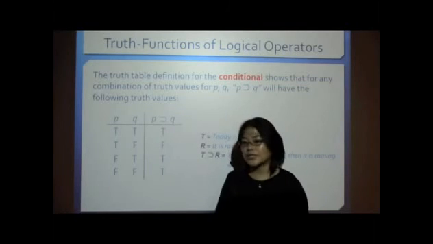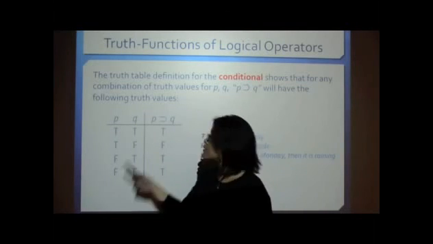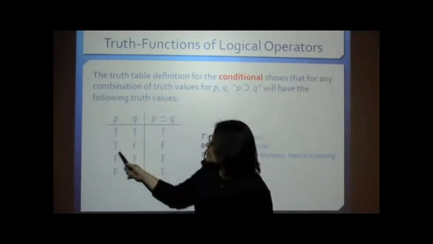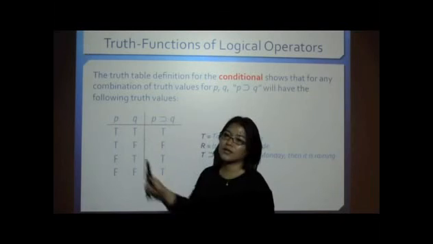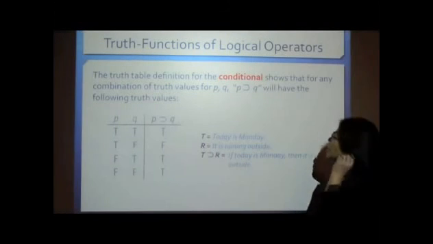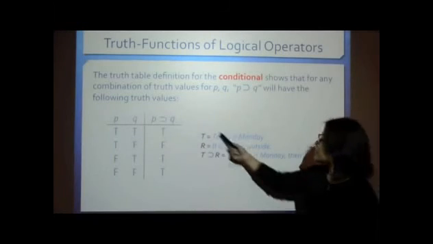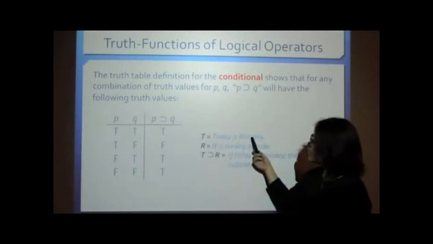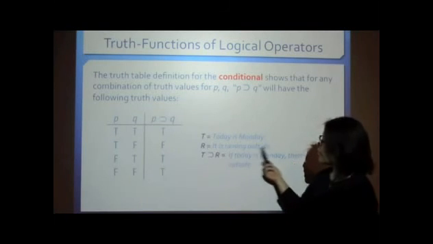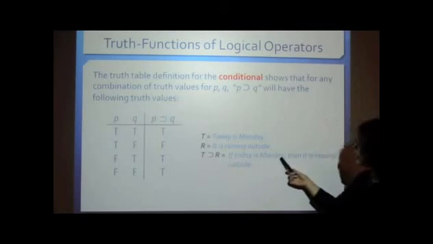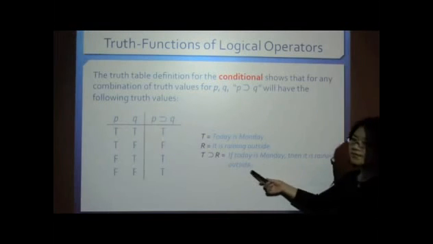Okay, the only time a conditional statement which uses the horseshoe is false is when the antecedent is true and the consequent is false. Here we have an example of statements in ordinary language and then translated into propositional logic. We have T being the statement, today is Monday, R being the statement, it is raining outside, and then we have the conditional statement, if today is Monday, then it is raining outside.